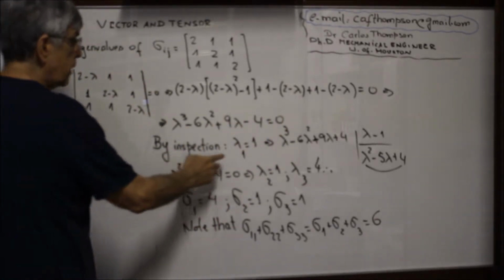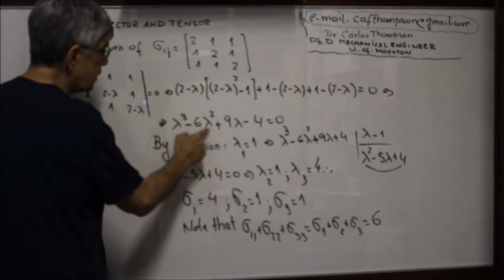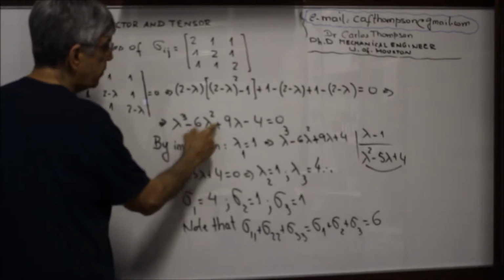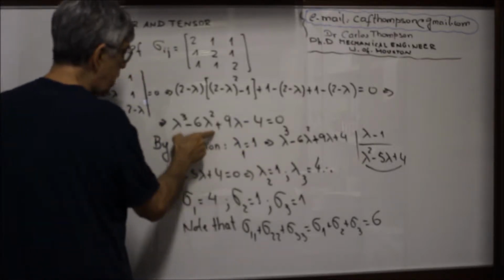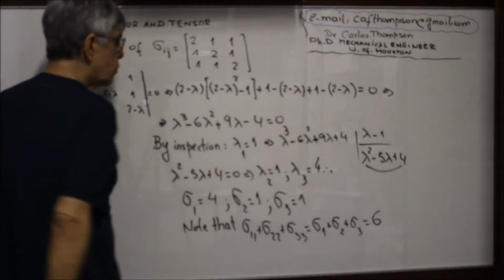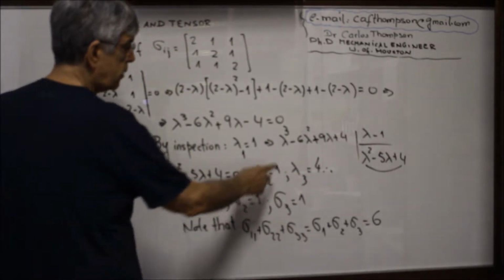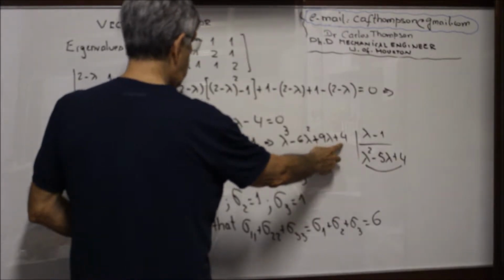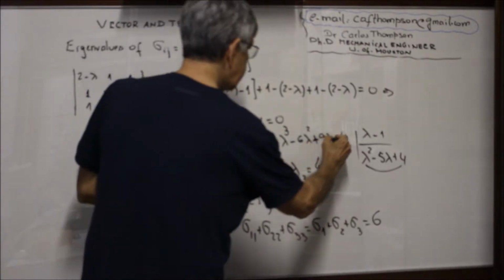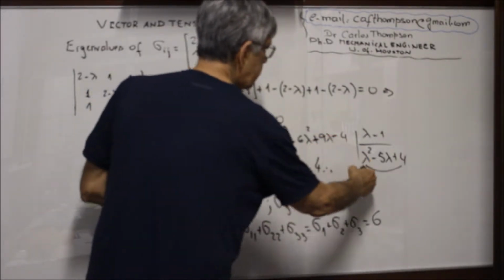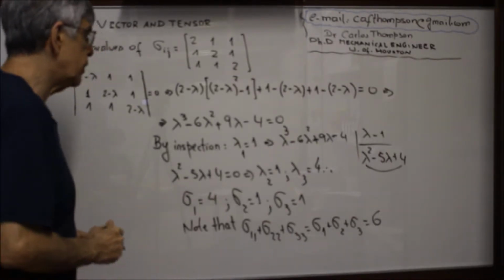Now, by inspection, lambda 1 is equal to 1. You can see here, 1 cubed is 1, minus 6 is minus 5; 9 times 1 is 9, minus 4 is 5. So minus 5 plus 5 is 0. Now if you divide lambda cubed minus 6 lambda squared plus 9 lambda minus 4, I'm sorry, this is minus 4 over here, you come up with a second degree polynomial.